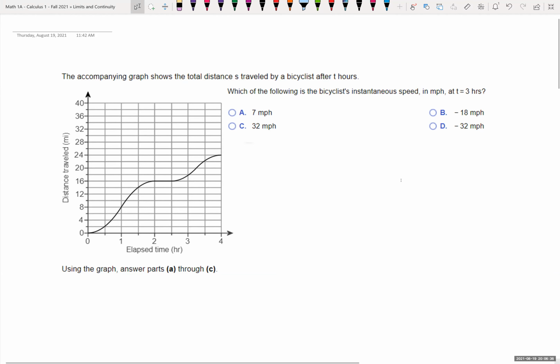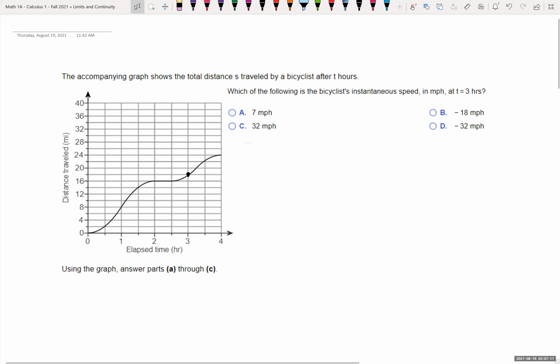The following graph shows the total distance traveled by a bicyclist after T hours. So we have hours here on the horizontal, and the distance traveled here on the vertical axis. We want to find the instantaneous rate of change of the bicyclist at T equals 3 hours. So I'm looking over here where T equals 3, and I want to know what that instantaneous rate of change is there.